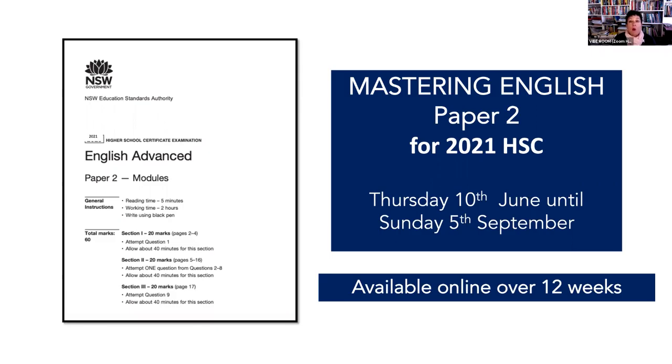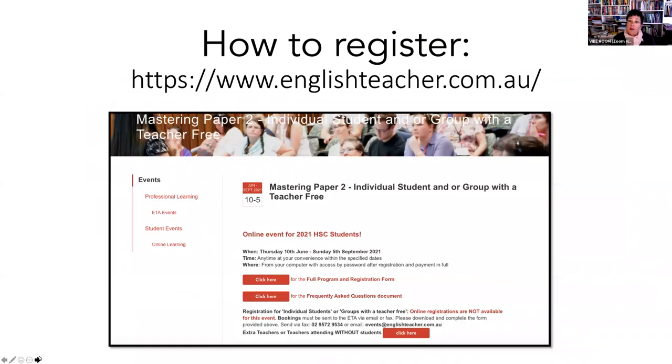So you can see that we're offering this because we really want it to fit in with your trials, with your HSC preparation, and with your consolidation of all of the work that you've been doing in your own school. So how do you register for this very extensive online event? You go to the English Teachers Association website, and you'll see on the homepage that there are a series of events, and one of them is called Mastering Paper 2. Please click on that and you can get the full program and the registration form. It's a really easy process, and we want to make sure that it's clear for you.